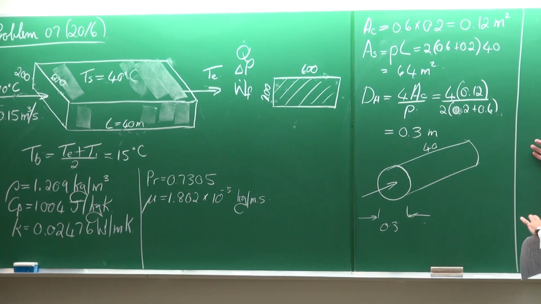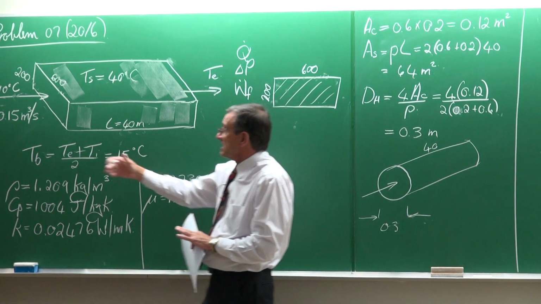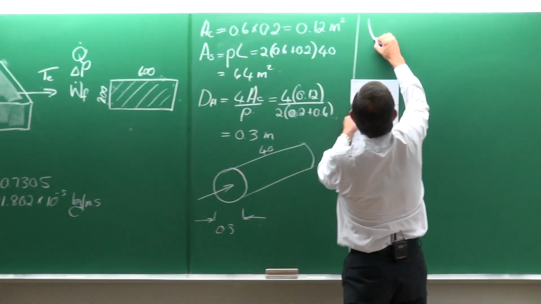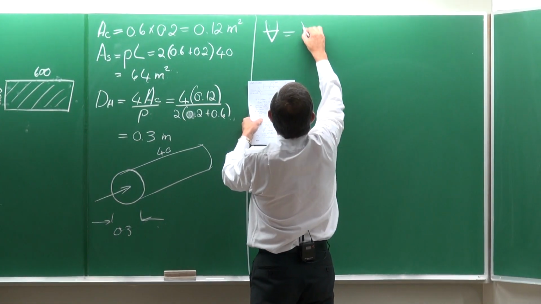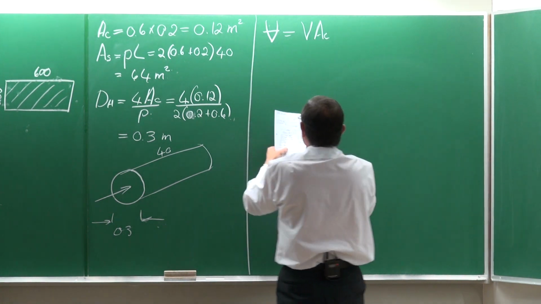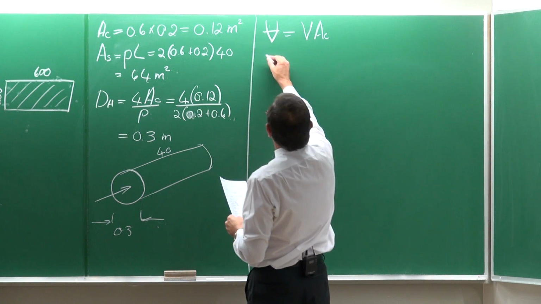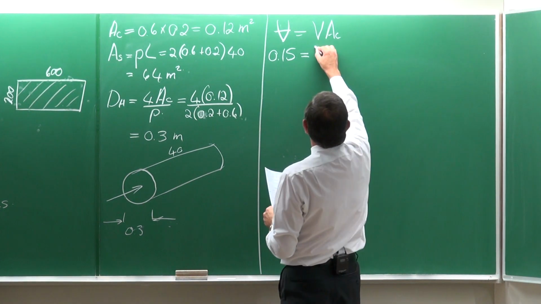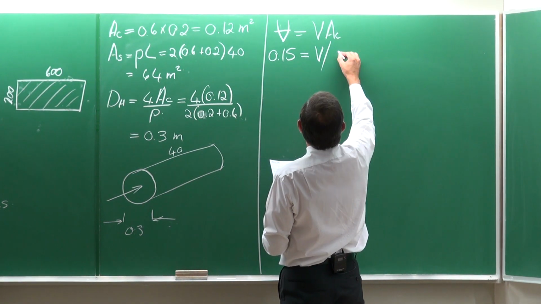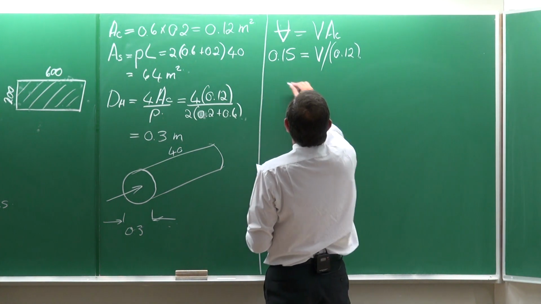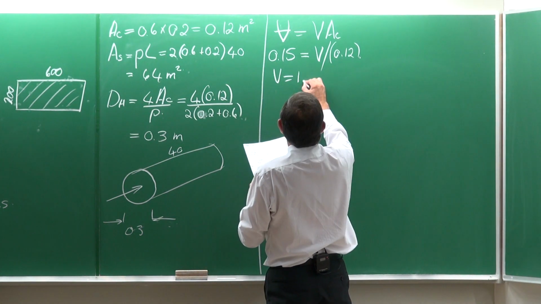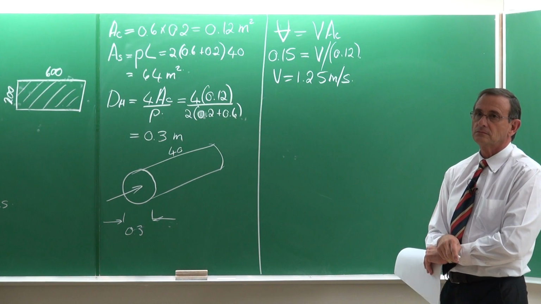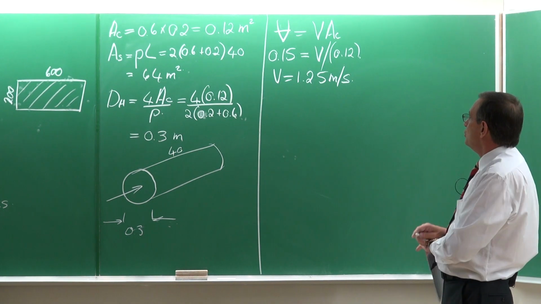The volume flow rate has been given, and we know later on we're going to need the mass flow rate or the velocity. So let's calculate the velocity of the air through the tube. The volume flow rate is equal to the velocity multiplied by the cross-sectional area. The volume flow rate has been given as 0.15 cubic meters per second. It's equal to the velocity multiplied by the cross-sectional area, which is 0.12, and from that we can calculate that the velocity would be 1.25 meters per second.